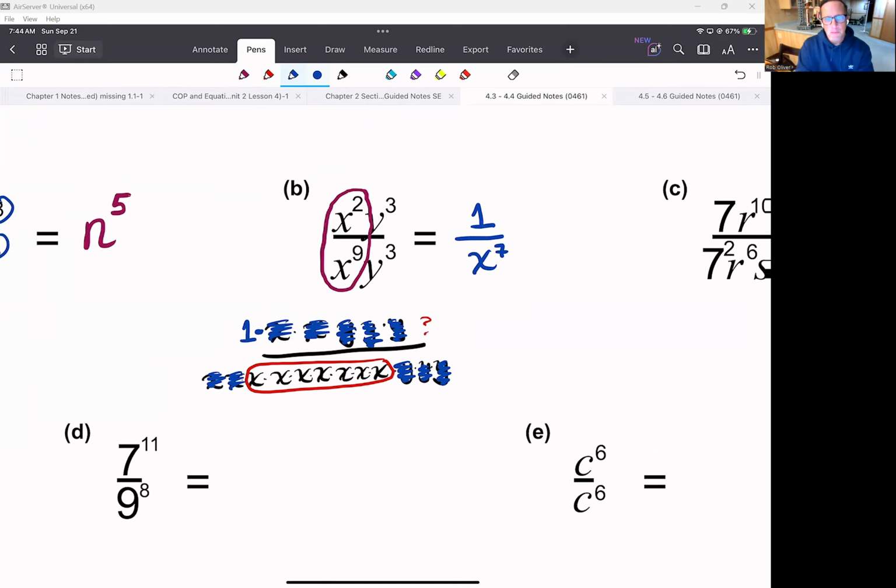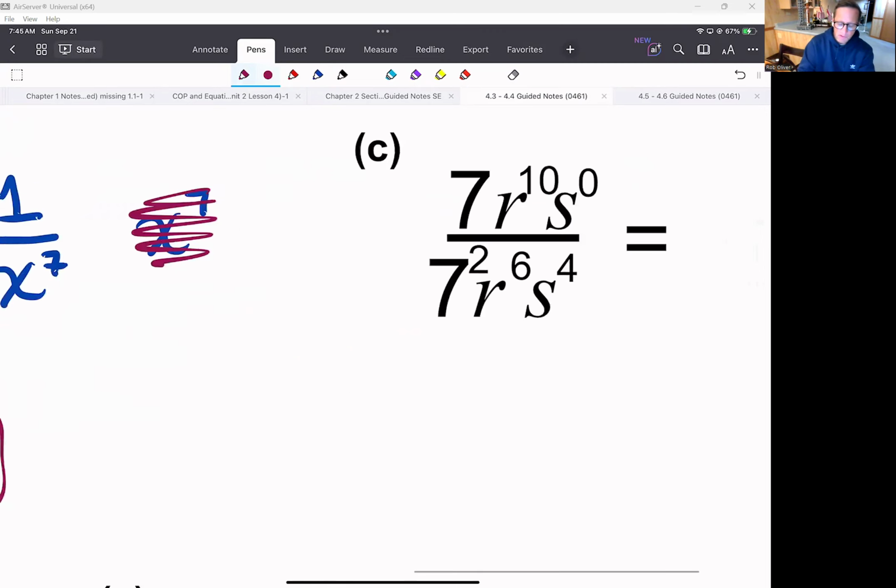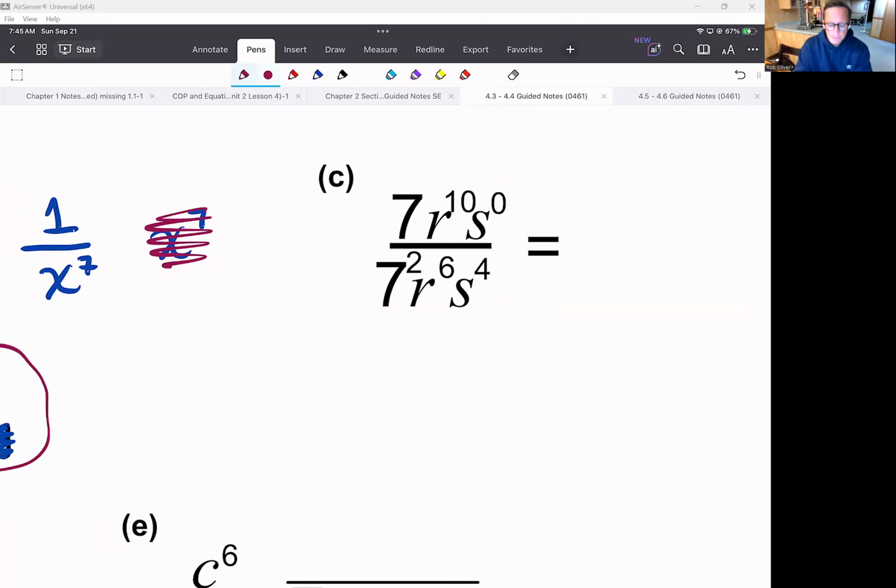I think the most common mistake people make is they just write x to the 7th because that's what appears to be remaining, but there were 7 x's in the denominator. We have to keep something up in the numerator. So this is not true right there. Expanding it all out, especially for exponent problems, definitely makes more sense, but it's not a realistic or pragmatic way of doing this. I think just thinking of it as differences is probably going to be easier for you.